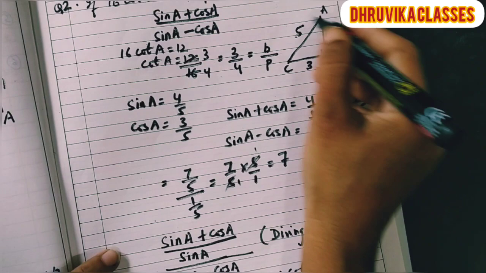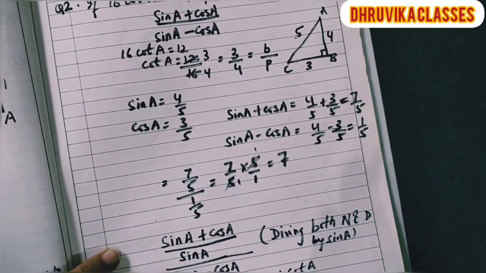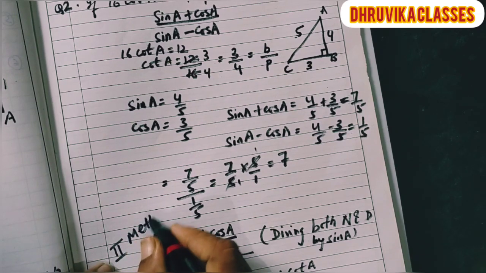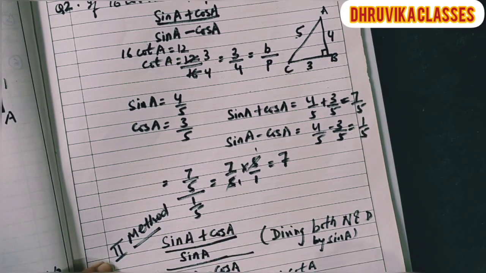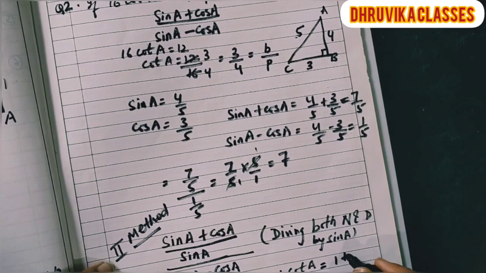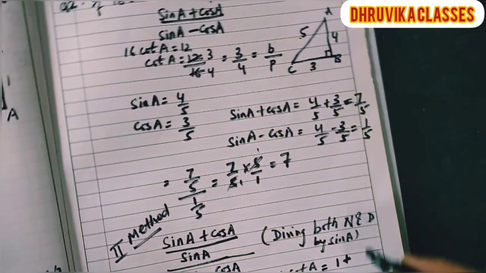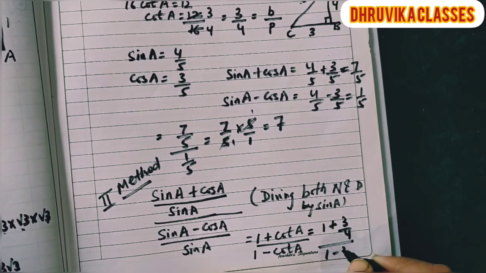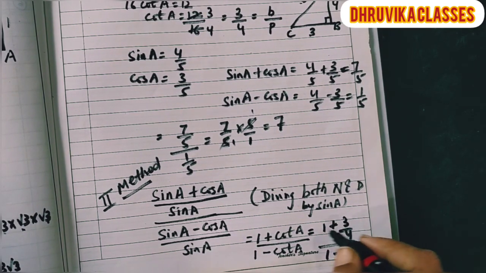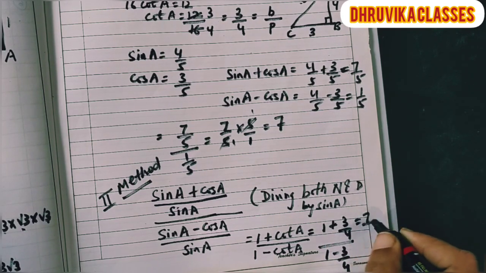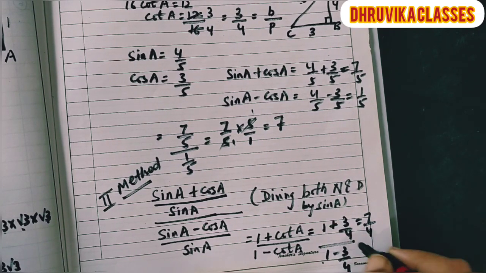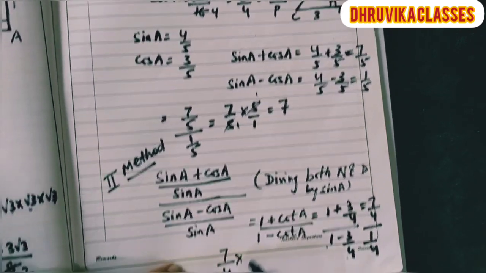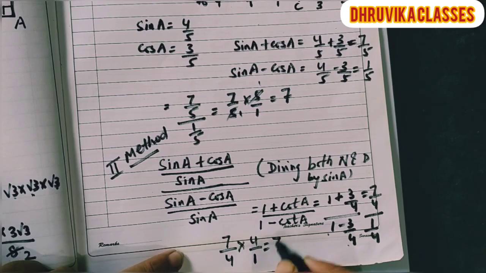Now all that earlier process you can skip. If you do this second method, you don't have to find the hypotenuse H. Directly you can do it. So 1 plus, what is cot A? 3 by 4, by 1 minus 3 by 4. 1 plus 3 by 4 is 4 ones are 4 plus 3, 7 by 4. 4 ones are 4 minus 3, 1 by 4. And this will come out as 7 by 4 into 4 by 1, that is equal to 7.